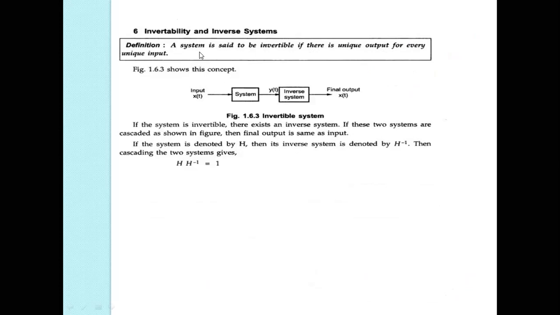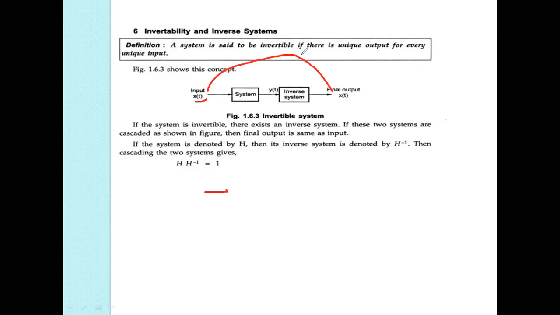Okay, what is that invertibility? First of all, if you give any input signal x of t to the system, the response is y of t. Then the inverse system is applied, and the final output is there. So whatever the input is, the output is the same. We can call it invertibility or the inverse system.